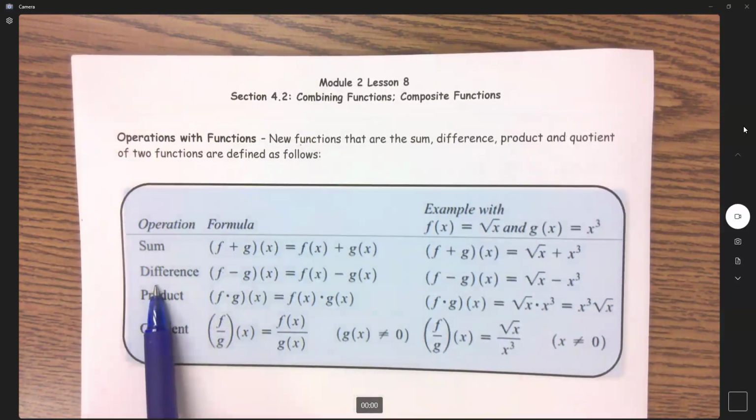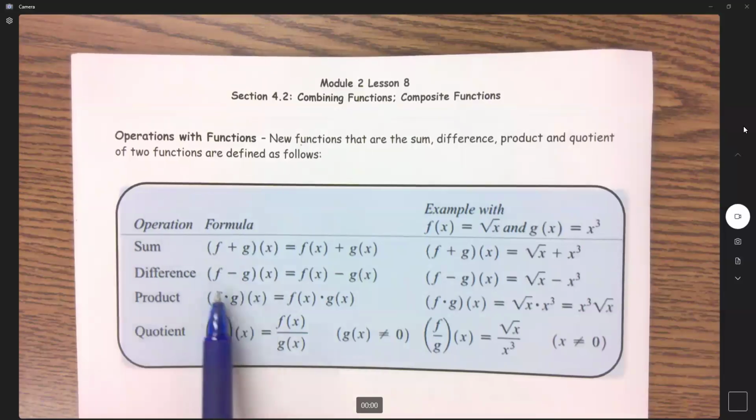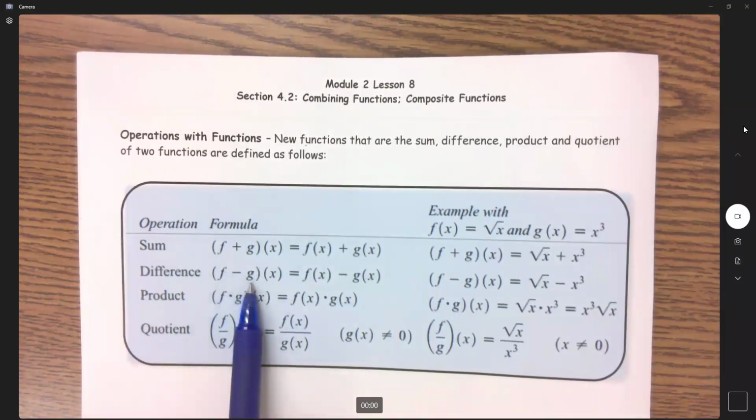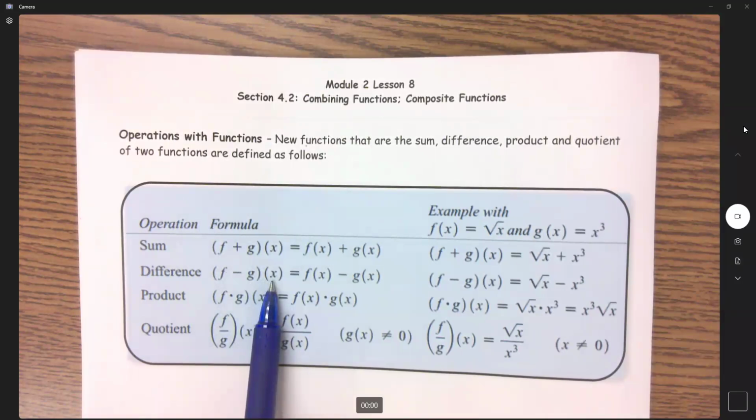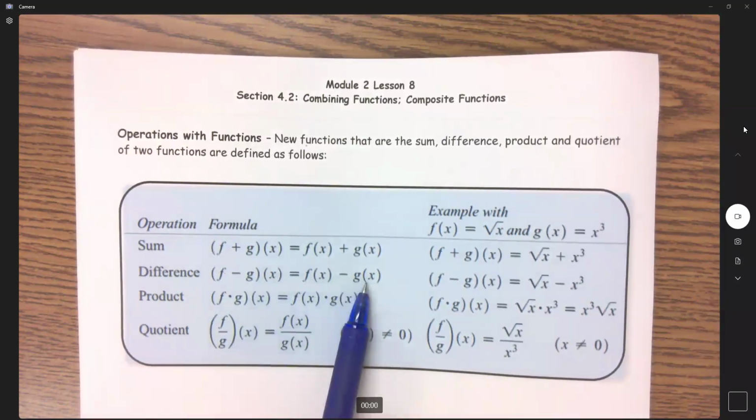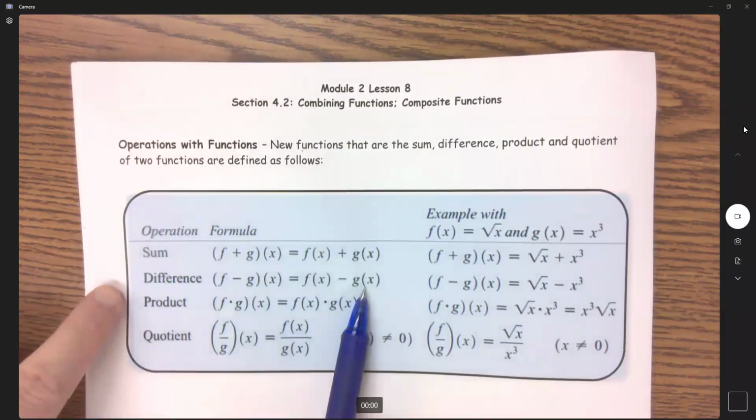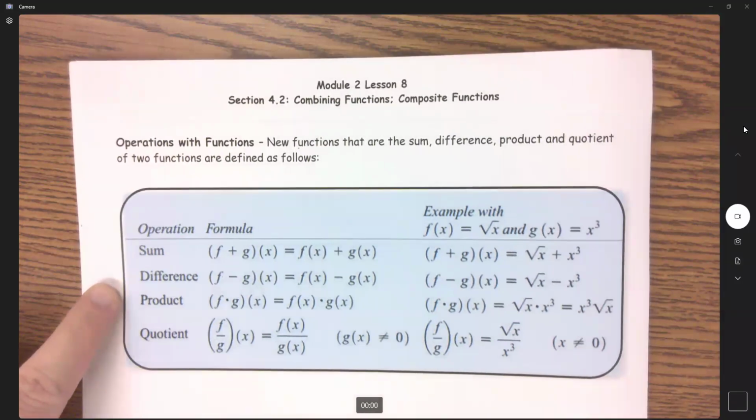Then if we want to find the difference between two functions, that is shorthanded as f minus g of x, but when we expand that out, that is f of x minus g of x. Now, the difference is where we make the most mistakes.